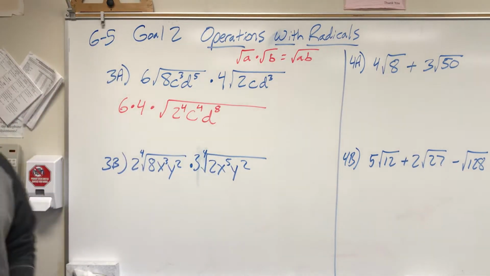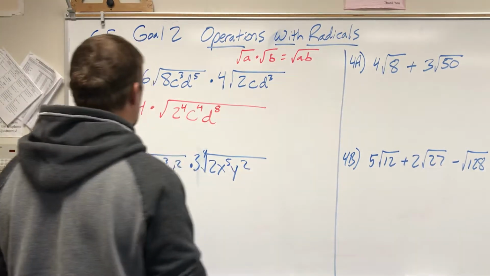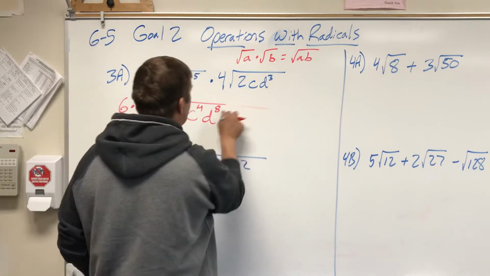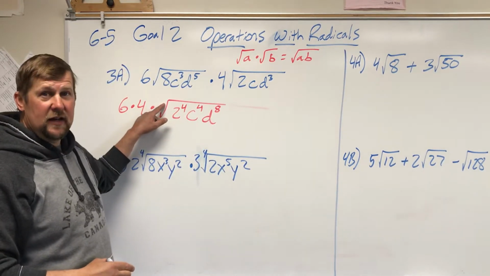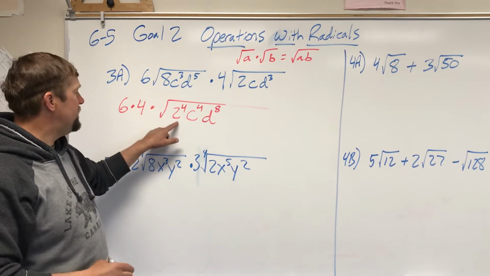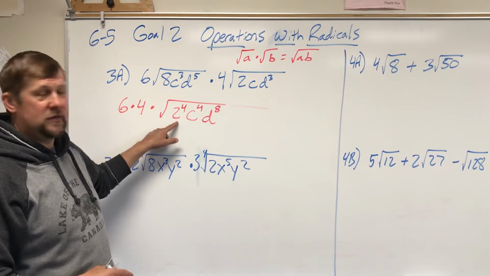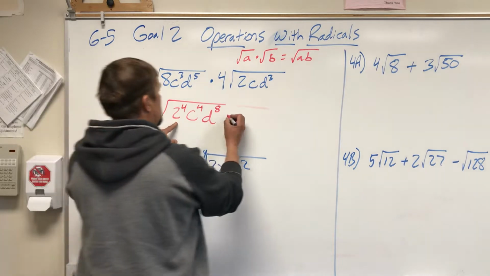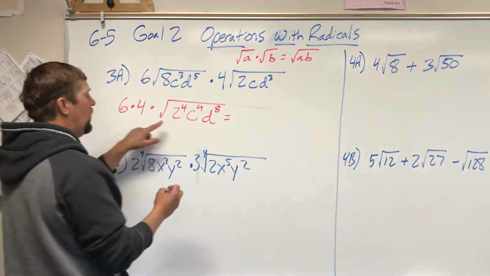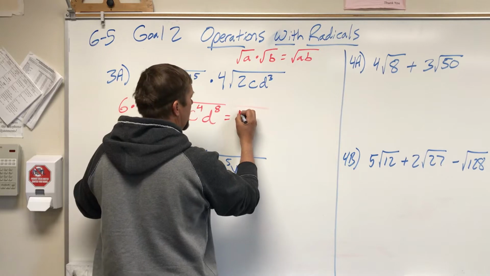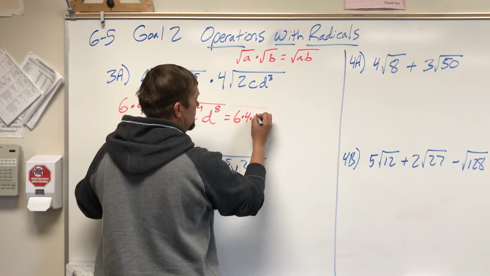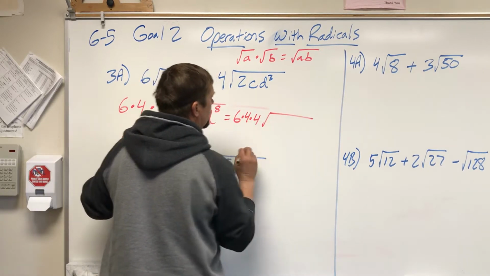Now, just like simplifying the radical, you can look at how many factors you have of each thing, taking out an even number since the index is 2. So this means I have a 2 squared on the outside. So not only do I have a 6 and a 4, I also have another 4, or 2 squared. So 6 times 4 times another 4.